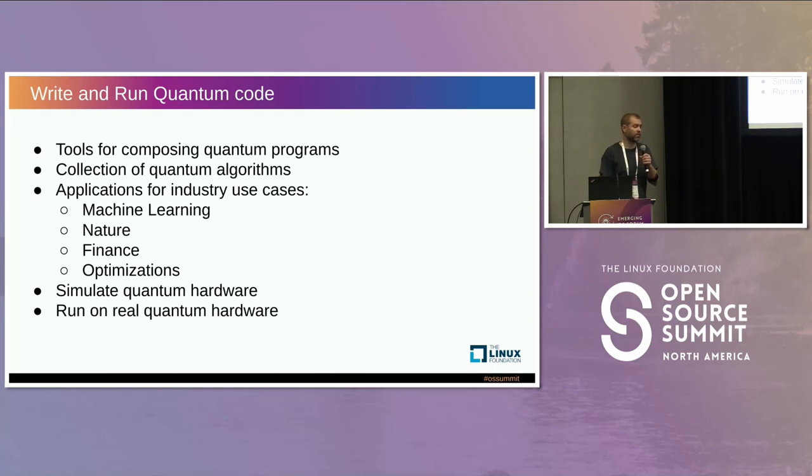There are algorithms that are implemented in Qiskit. There are simulators, so if you don't actually have access to a quantum computer, you can still run quantum computations. It's helpful for things like CI, where you don't necessarily need to call out to a production system.